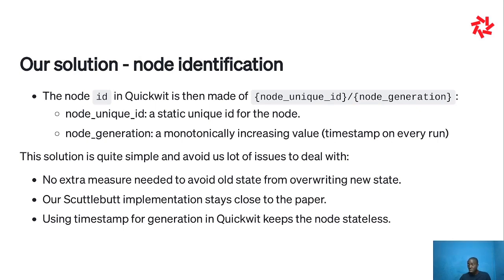This solution avoids a lot of issues. Right now, there is no extra measure needed to avoid old state from overriding new state, because you always start a node with a new ID, and the new ID always comes up with a new state inside the cluster. And our Scuttlebutt implementation stays really close to the paper. Also, using the timestamp as generation number in Quickwit keeps the node stateless.